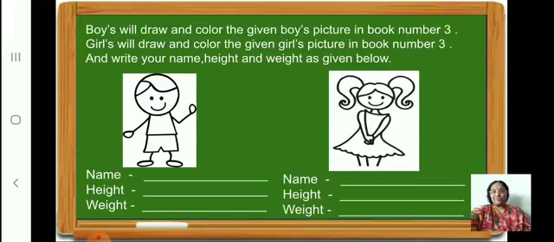And one more activity. Children, in your book number 3, even this you have to do. Boys will draw and color the given boy's picture in book number 3. Girls will draw and color the given girl's picture in book number 3. And write your name, height and weight as given below.